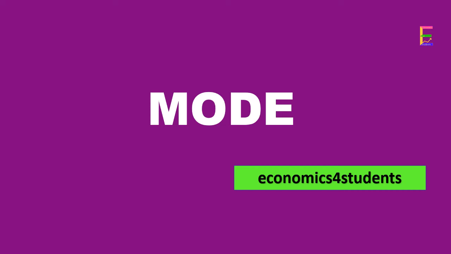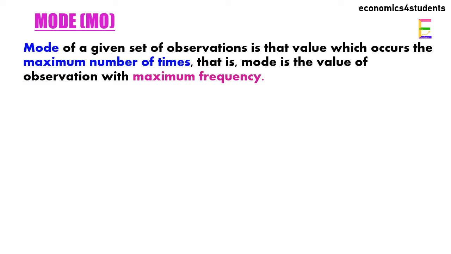In this video, we are going to learn how to find mode from a set of data. Mode of a given set of observations is that value which occurs the maximum number of times. That is, mode is the value of observation with maximum frequency.